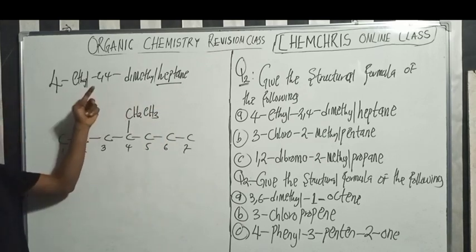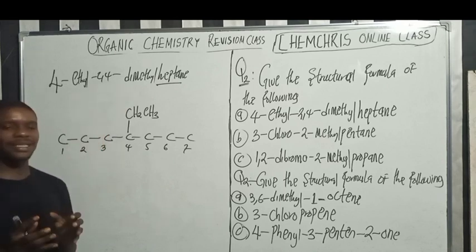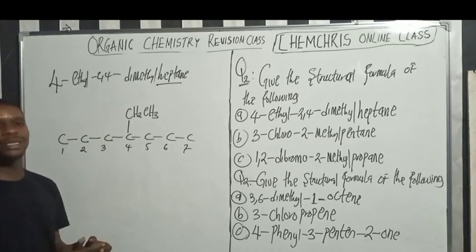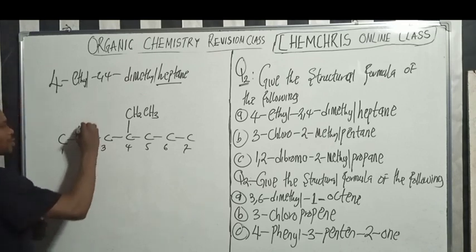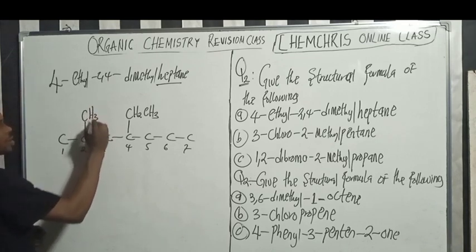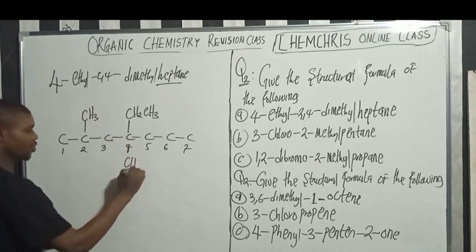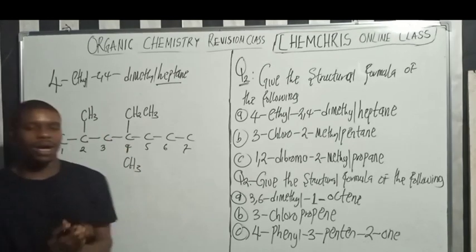At carbon number 2, we have 2,4-dimethyl. That is, I have methyl twice. One methyl is at carbon number 2, and the other one is at carbon number 4. So at carbon number 2, here we have CH3. At carbon number 4, here we have CH3. So it means that you are done with this.